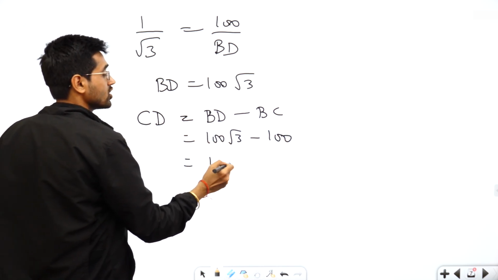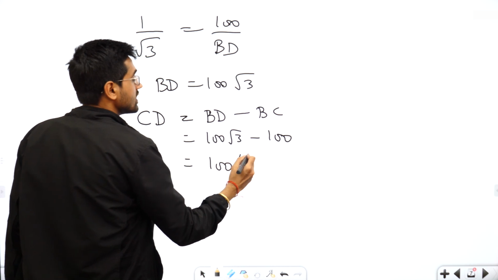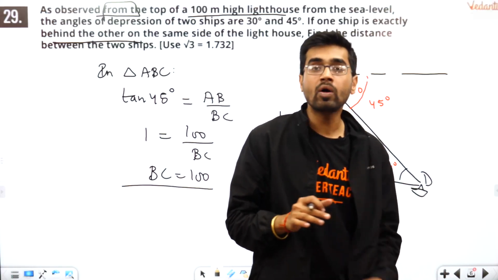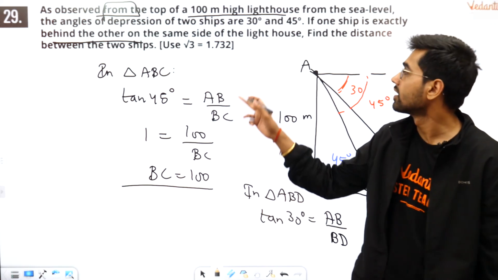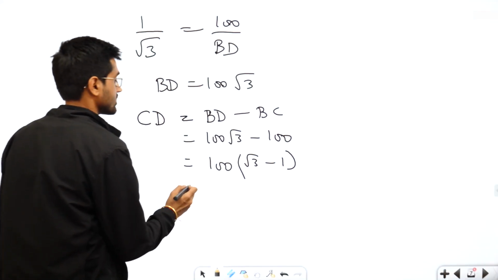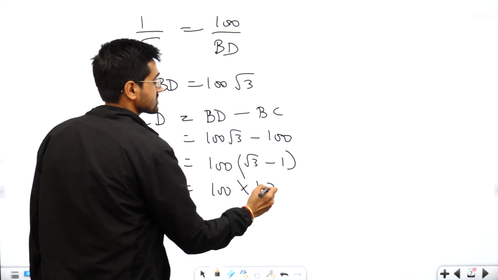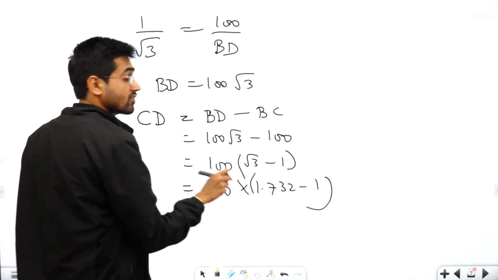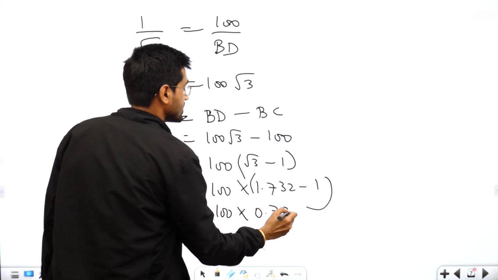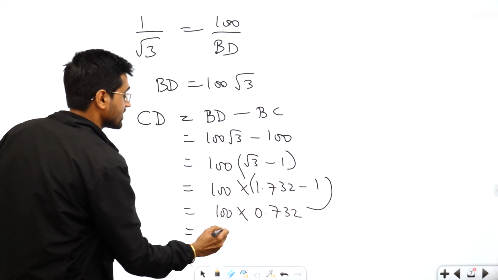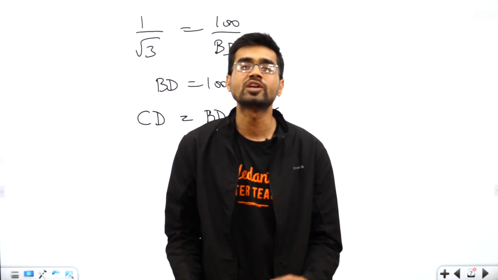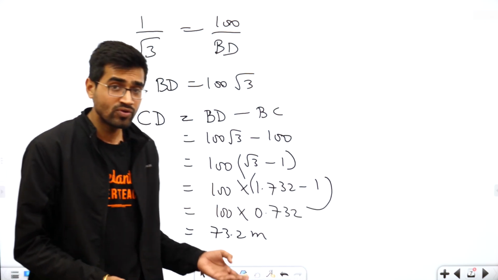Take 100 common. Do not multiply right now. It will be root 3 minus 1. Remember what they told us to take for root 3? You have to use that. 1.732. Okay, I'll take that. 1.732 minus 1. What will it give us? 100 into 0.732, which I will multiply. I'll get 73.2 meters, and we are done. The distance between the two ships is 73.2 meters.